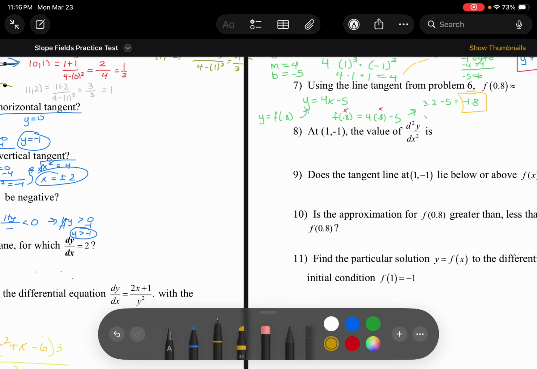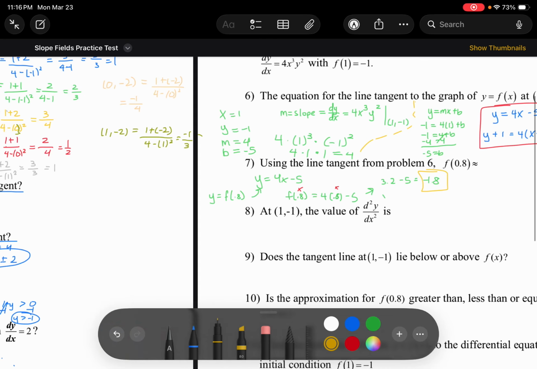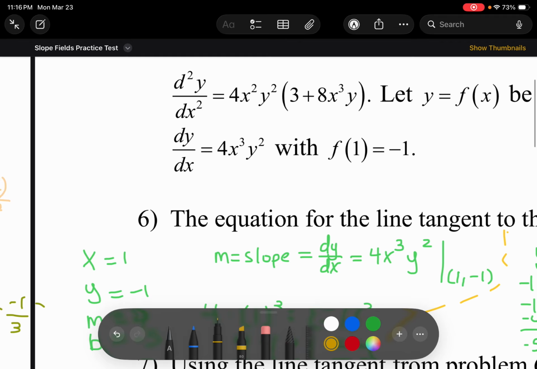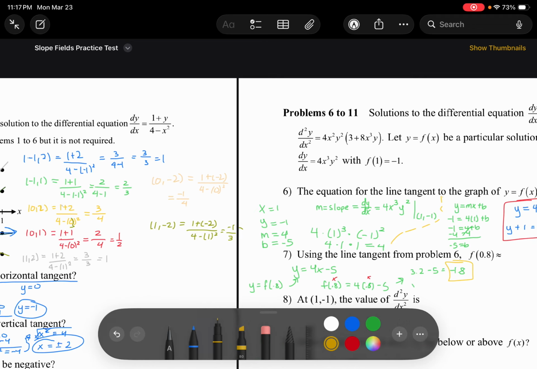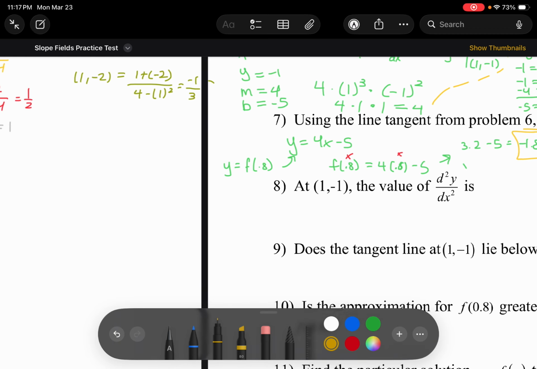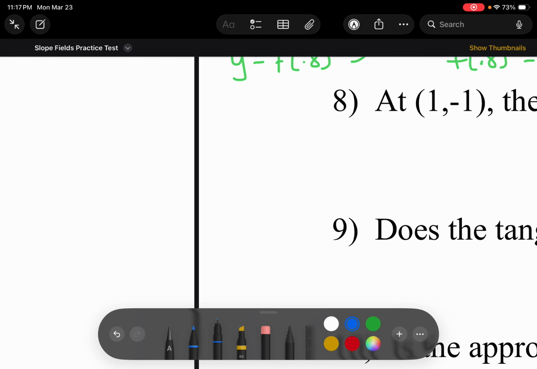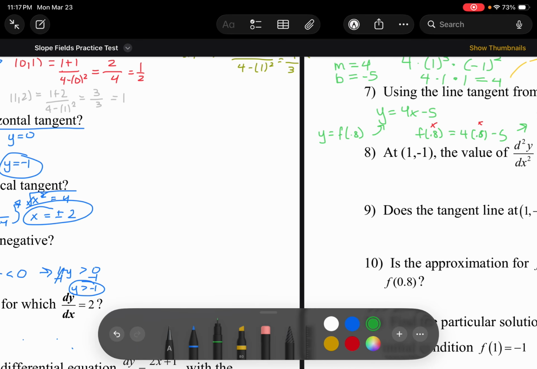At 1, negative 1, the value of the second derivative of the slope is... Okay, so now we're going to evaluate this second derivative, this long derivative here. We're going to evaluate that at that value they gave us, that IC. Okay, so second derivative.